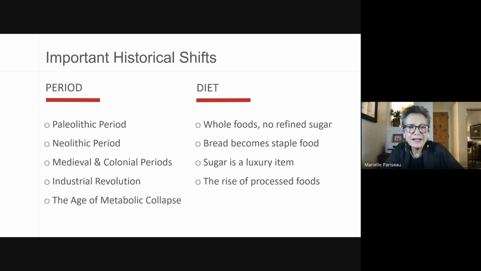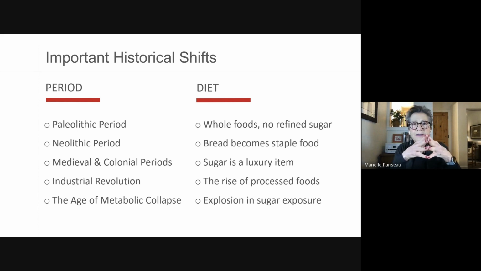And now I've named the age we live in today, and this is my own label. I call it the age of metabolic collapse, because this is when we see an explosion in sugar exposure. Here in the United States, 73% of foods available in supermarkets are ultra-processed foods. And we all know that there is sugar in almost all ultra-processed foods, and almost all of them have excessive amounts of sugar. And we also now see an explosion in problems with being overweight and obese. In 2018 in the United States, more than 42% of the population was obese. I don't have the figures for today. It may be a little bit lower because of Ozempic, but the problem is still there.